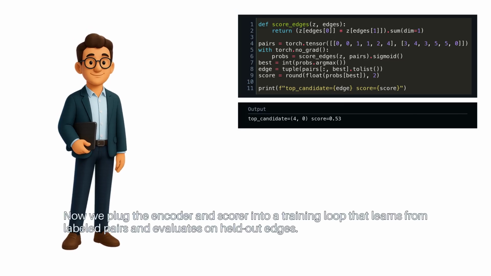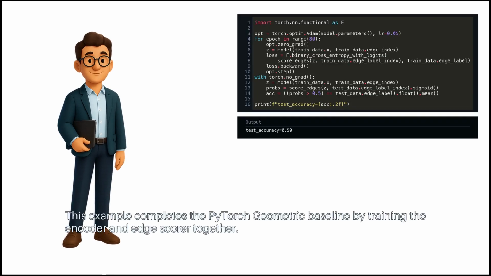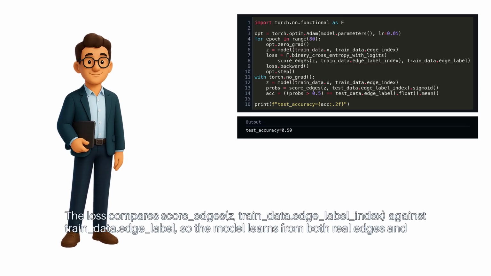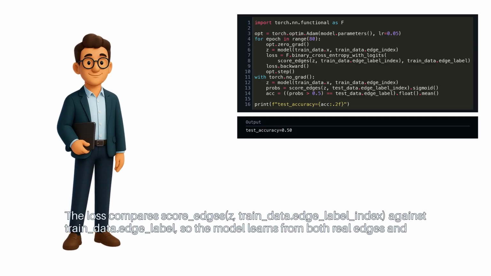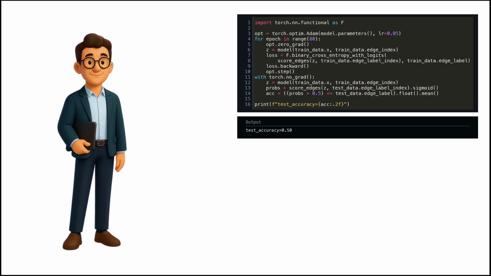Now we plug the encoder and scorer into a training loop that learns from labeled pairs and evaluates on held-out edges. This example completes the PyTorch Geometric baseline by training the encoder and edge scorer together. The loss compares score edges z, train_data.edge_label_index, against train_data.edge_label, so the model learns from both real edges and sampled non-edges.